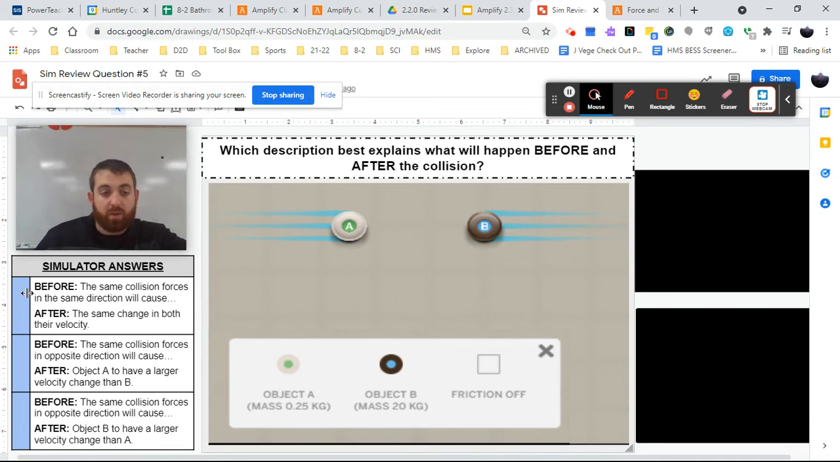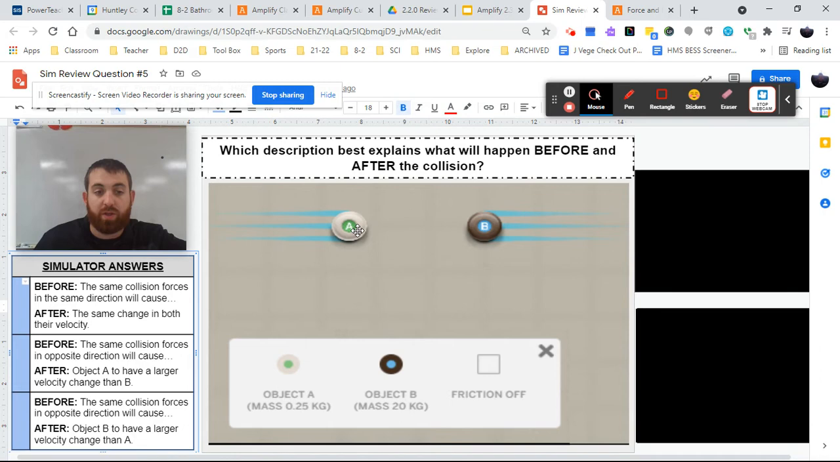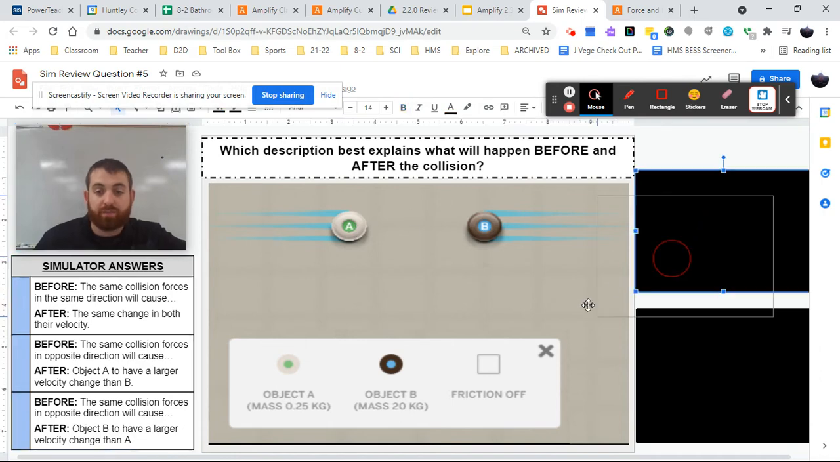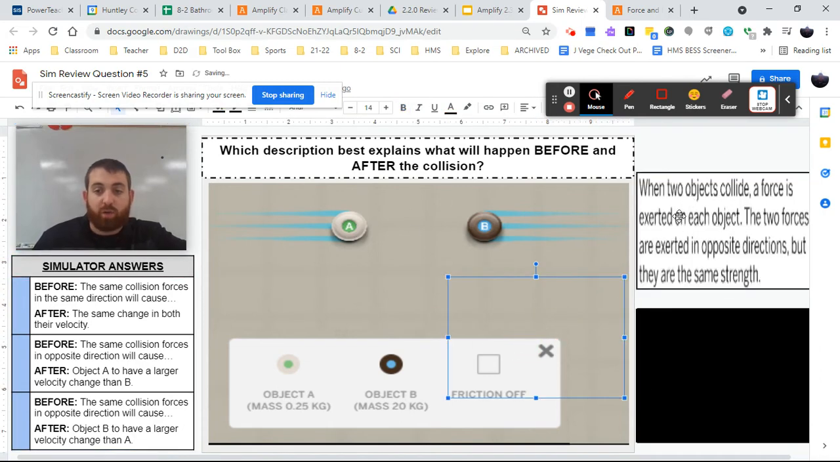Let's take a look. First and foremost, the same collision forces in the same direction. We know that whenever objects collide, a force is exerted on each other. The two forces are exerted in opposite directions, but they are the same strength. So we know that when these two collide, two forces of the same strength are pushing in opposite directions. So option 1 does not make sense. So we know it's either 2 or 3.